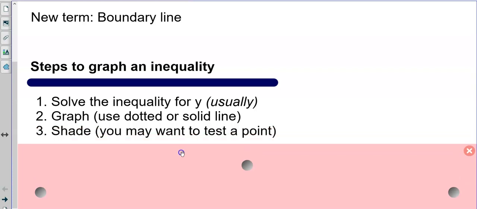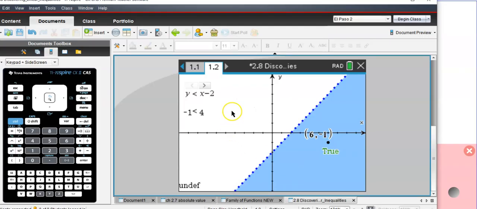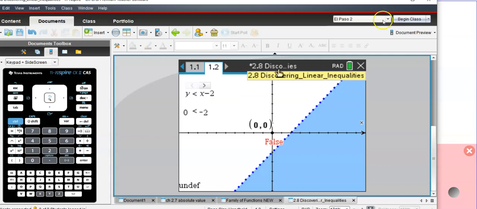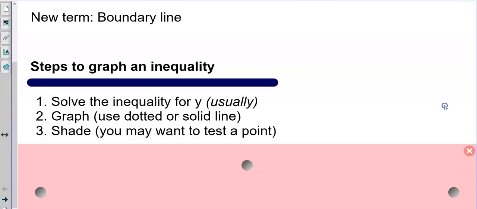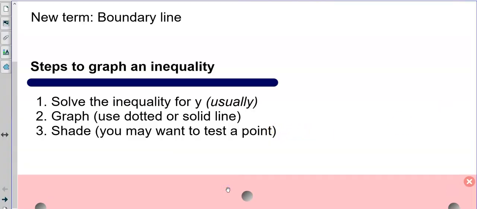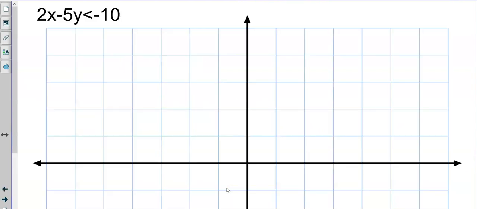In shade, you may want to test a point. And what it's talking about testing a point is kind of like we were doing here, right? If you plug in a point like 6, -1, a lot of times we'll plug in this point, 0, 0, because it's easy to plug in. 0 is less than 0 minus 2. 0 is less than -2. That's not true. So that 0, 0 point is not going to be in the solution region. So that's just one way of checking to see which way to shade. So the shading should not go towards 0, 0 in that case.